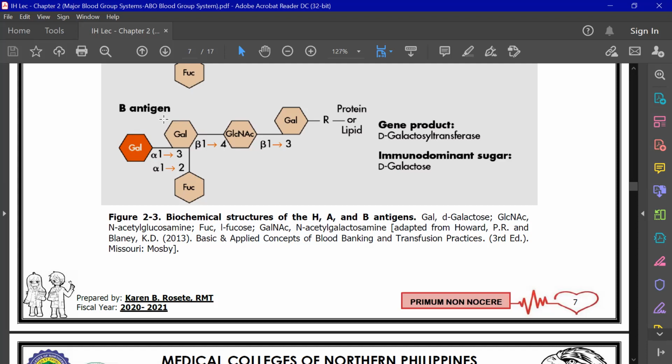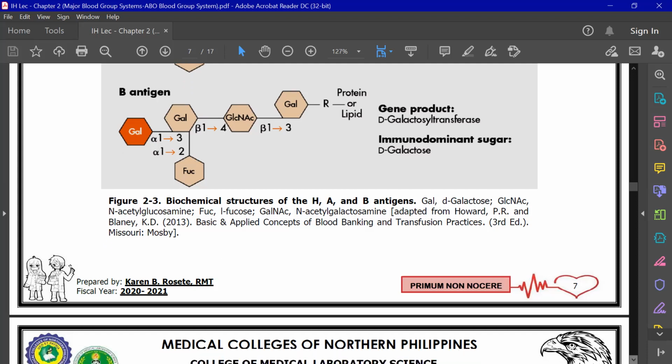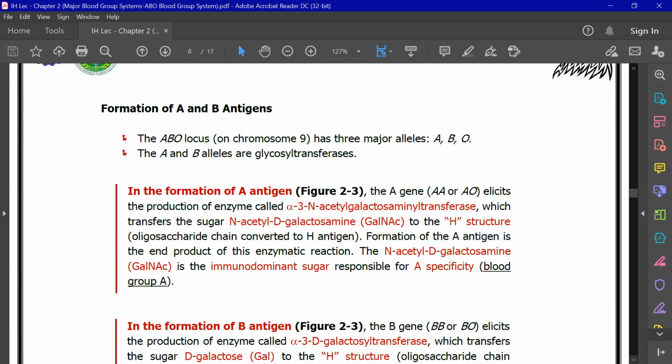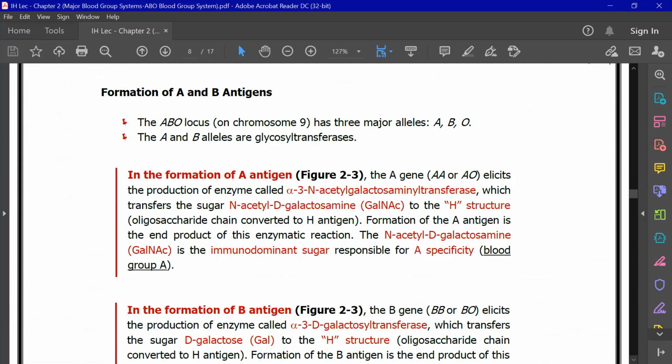Guys, naintindihan nyo kung paano na-form ang ating A, B, and H antigens on the red cells? Nakuha? Yes po, ma'am. So, ito na yon. Yung in-explain natin doon sa figure, ito na siya.